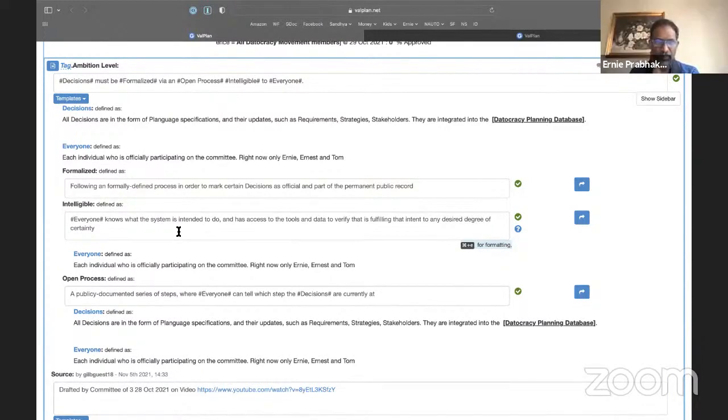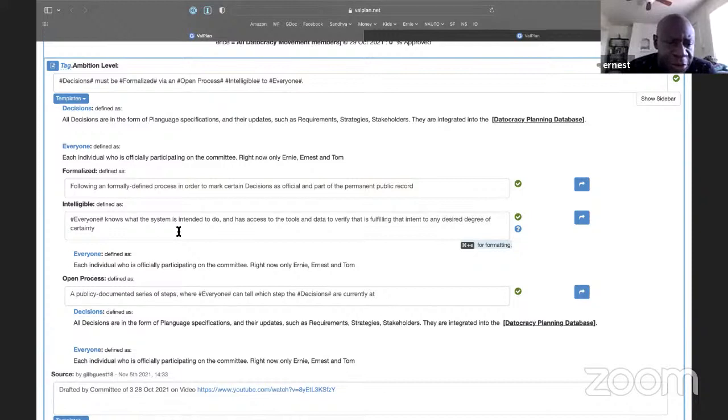Intelligible to everyone. Now, everyone knows what the system is intended to do and has access to tools and data to verify fulfilling the intent. Wow, that's a wonderful definition. And then "everyone," each individual committee member. I'll just make it formal: the "everyone" is a hot link to the glossary. I just love the fact that we defined everyone, so I don't have to keep qualifying what I mean each time.